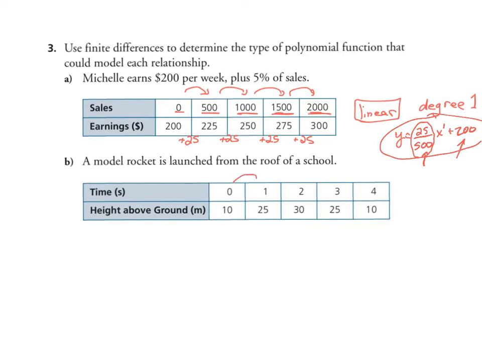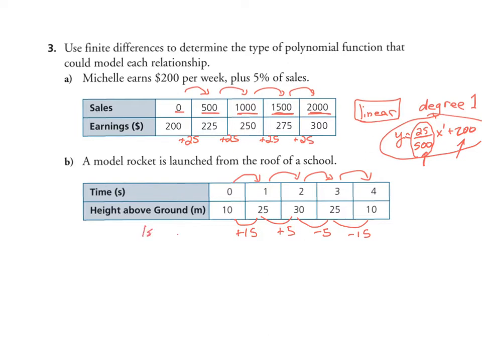All right, let's make sure this goes up by the same amount each time, and it does. So now I can take the differences. This is plus 15, plus 5, this one's minus 5, and this is minus 15. So the first differences, not the same.